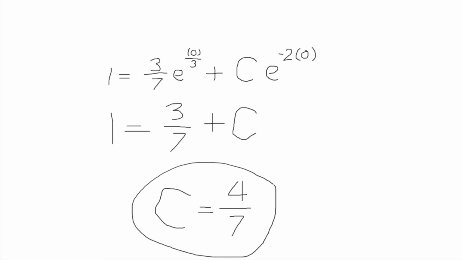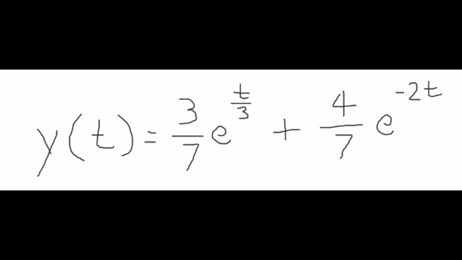1 equals 3/7 plus c. And with simple subtraction, I've concluded that c equals 4/7. So we can say that the final specific solution is y of t equals 3/7 e to the power of t thirds plus 4/7 e to the power of negative 2t.